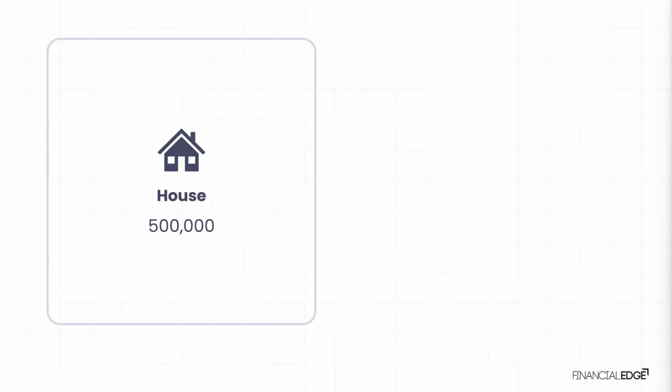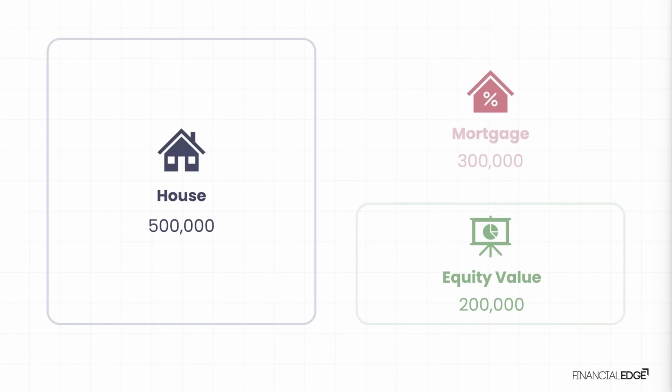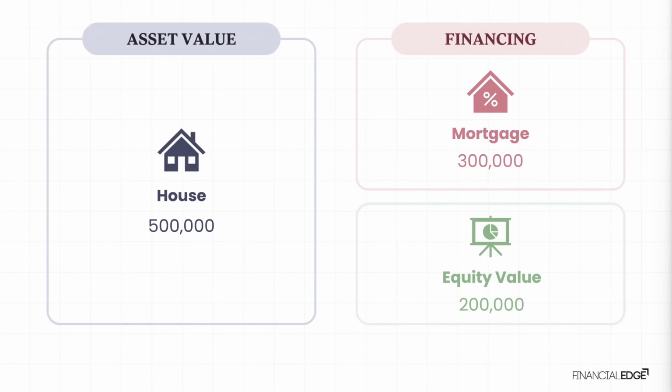However, when I came to buy it, I didn't quite have 500,000 of my own money to spend. I only had 200,000 of my own money, being equity value that I put in. I had to go and borrow the rest from the bank. So that gave me a mortgage of 300,000. What you might notice is that regardless of what the financing was, the house value is still 500,000.